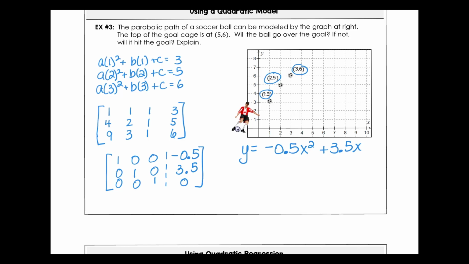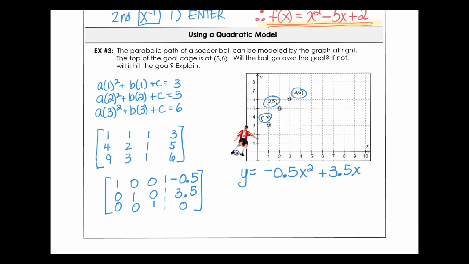And then the question that was being asked to us in this setting was that the top of the goal cage is at 5, 6. So we want to know, will the ball go over the goal? And if not, will it hit the goal? And explain how we know.